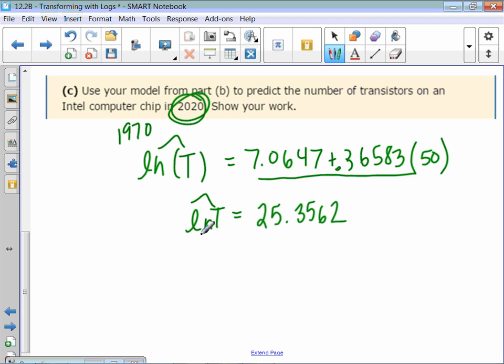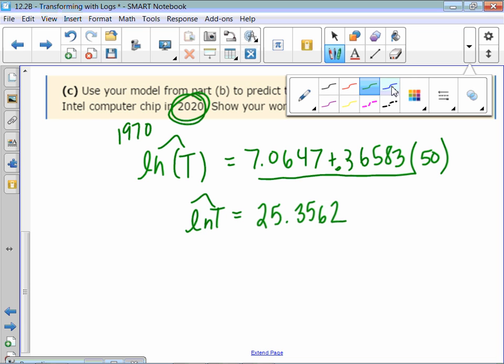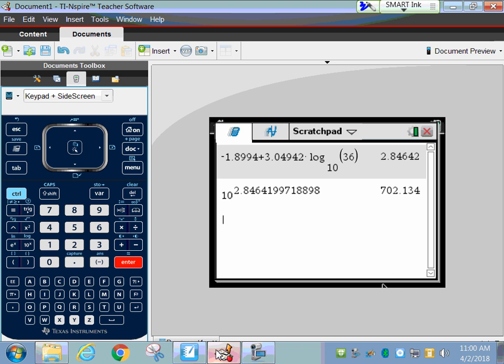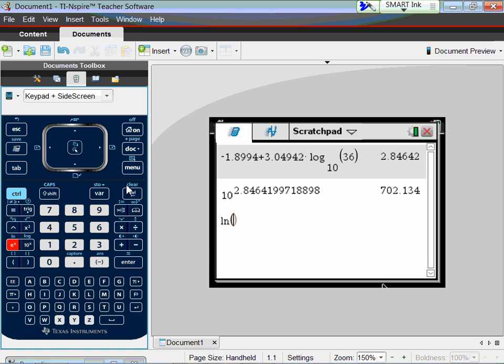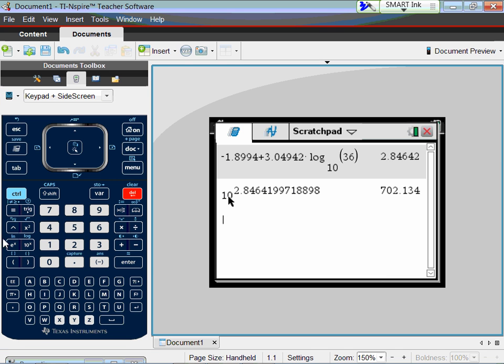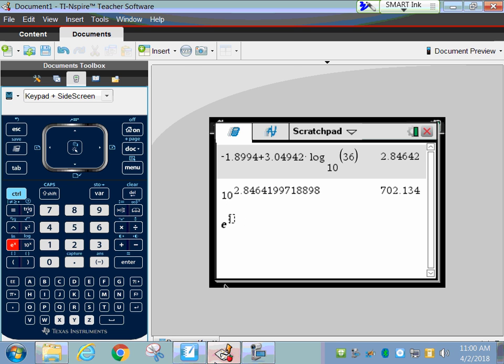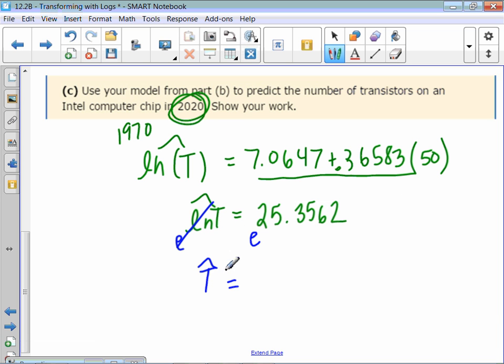Over here, how do we get rid of the natural log? Hopefully you remember the inverse of the natural log is e. Gotta know that. That cancels that. So now I have the predicted number of transistors is e to this power. That is an exponent, so be sure when you plug it in, you use the e button, and then plug the number into the exponent. And you should get a really big number, 1.028 times 10 to the 11th transistors. That's like 100 billion.